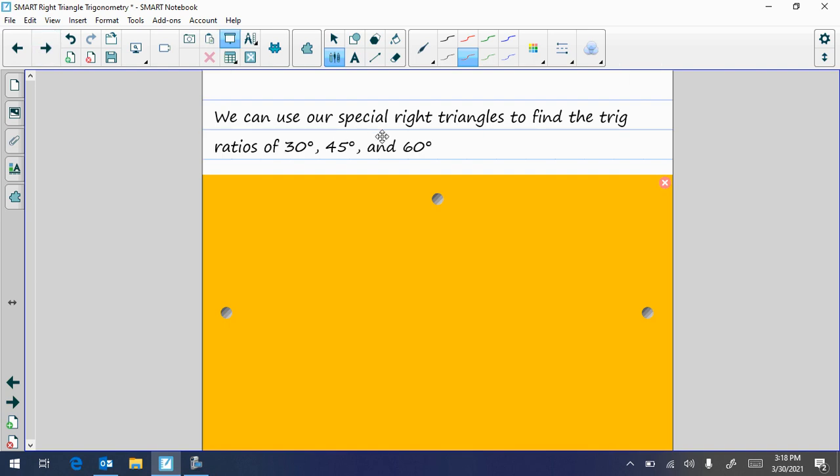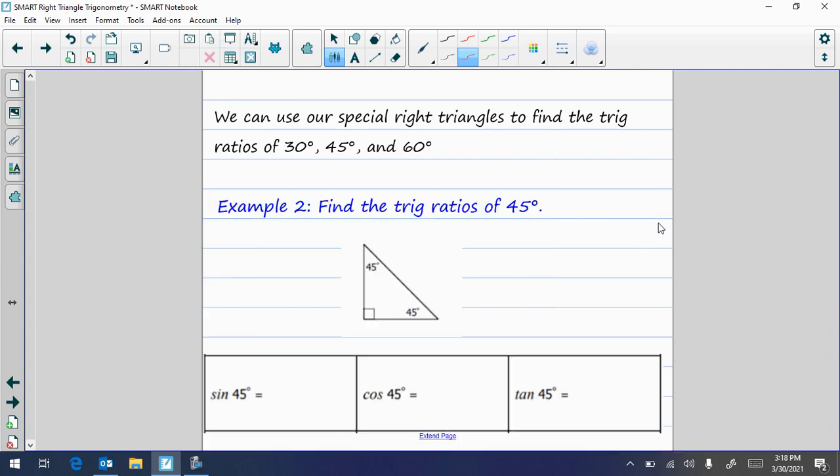Now, we can use our special right triangles to find the trig ratios of 30, 45, and 60. We're going to do 45 first. So remember my 45, 45, 90. My sides are always some multiple of 1, 1, square root of 2. It might be 2, 2, 2 square roots of 2, or 10, 10, 10 square roots of 2. But when I'm doing the ratios, it doesn't matter. It's always going to reduce down to 1, 1, square root 2.